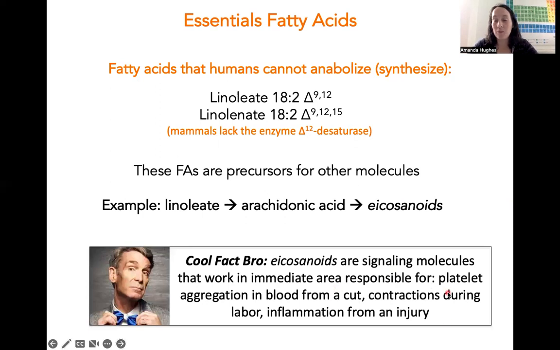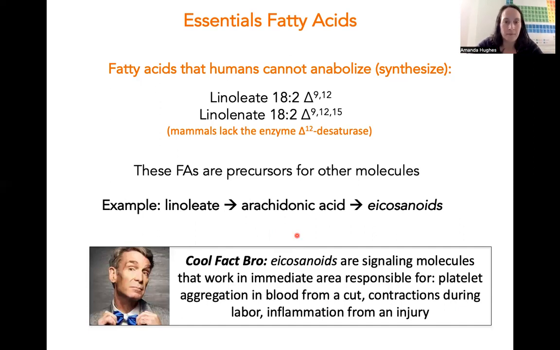If pregnant women are having labor contractions, that's a very localized contraction, right? It's not all their muscles throughout their whole body contracting, just that uterus area. So those are also eicosanoids. And then you sprain your ankle and it swells up really big. That's also eicosanoid. So right at the site of the injury, these small signaling molecules, which are derived from these essential fatty acids, cause an inflammatory response for you.